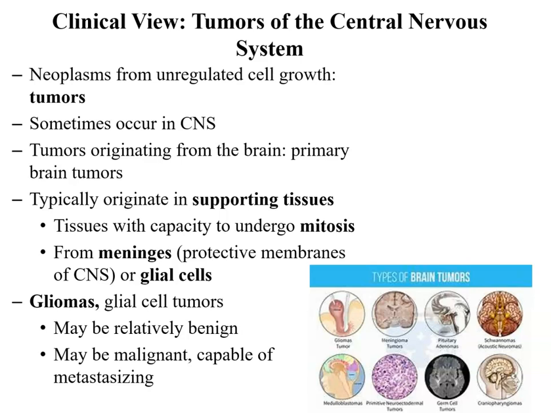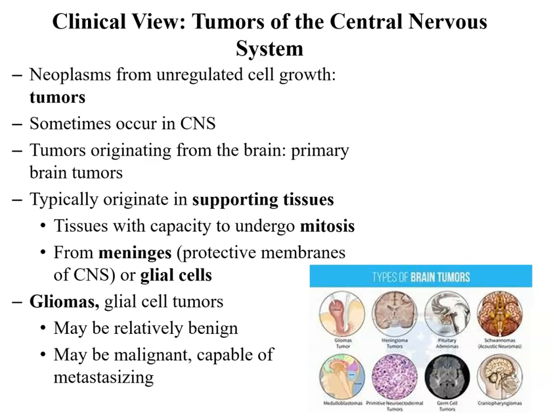But you'll find most of the time tumors in the brain are not primary. They have moved there from another cancer. They've metastasized, okay? But if the tumor does arise from brain tissue, it's going to be a primary brain tumor. Typically, these are going to originate in the supporting tissues.